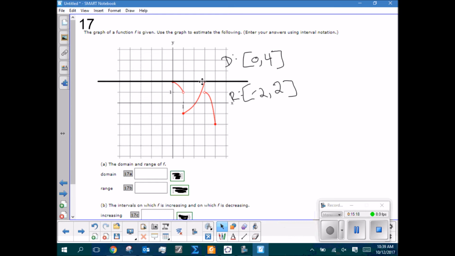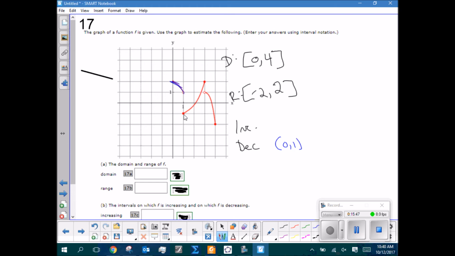All right, they asked for intervals of increasing again, so increasing and decreasing. So I'm just going to kind of go left to right with all this stuff. If I look at this piece, if I travel across the x-axis, we're asking again what x values are, or y values going down. So from 0 to 1, your y values are going down.